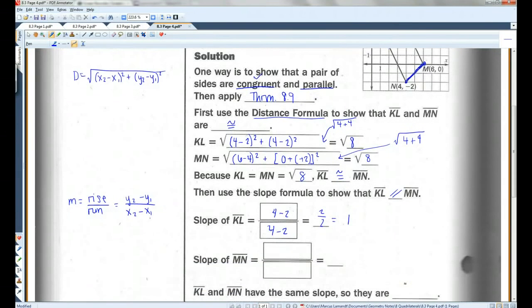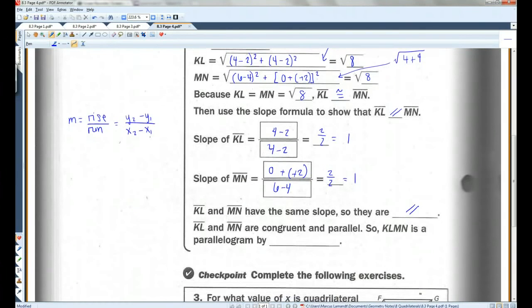Now let's do the same thing for MN. We've got 0 minus negative 2 over 6 minus 4. Minus negative becomes a positive, so once again we have 2 over 2, which is still 1. They have the same slope, so they are parallel. KL and MN are congruent and parallel, so KLMN is a parallelogram by theorem 8.9. Or you could write out because one pair of sides are congruent and parallel.